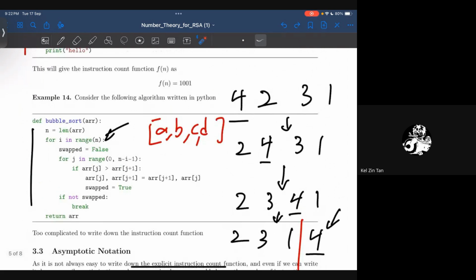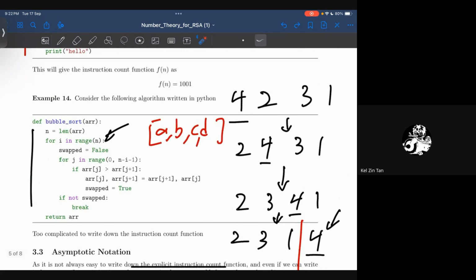Okay. Can you understand? So why is it called bubble sort? It is because of the intuition that the largest bubble will go to the highest place, right? So this is the reason why it is called bubble sort, because the larger bubble will float to a higher place.